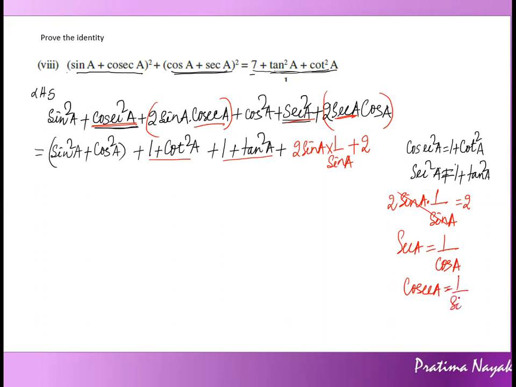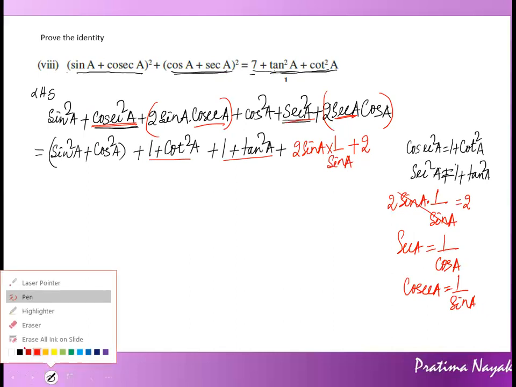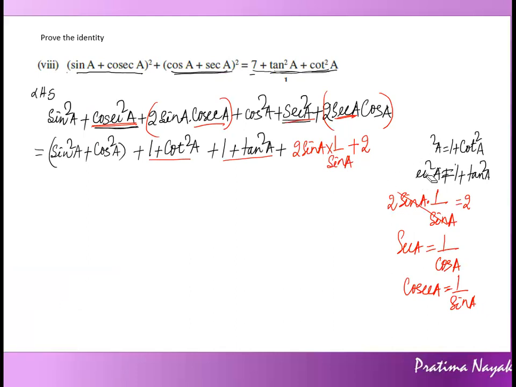This thing you have to recall. If you don't remember, no problem. Just now you learned it. You write it down in the copy, keep it. That means for this question, we have to apply this one. So this will be 2, 1 by cos A into cos A.